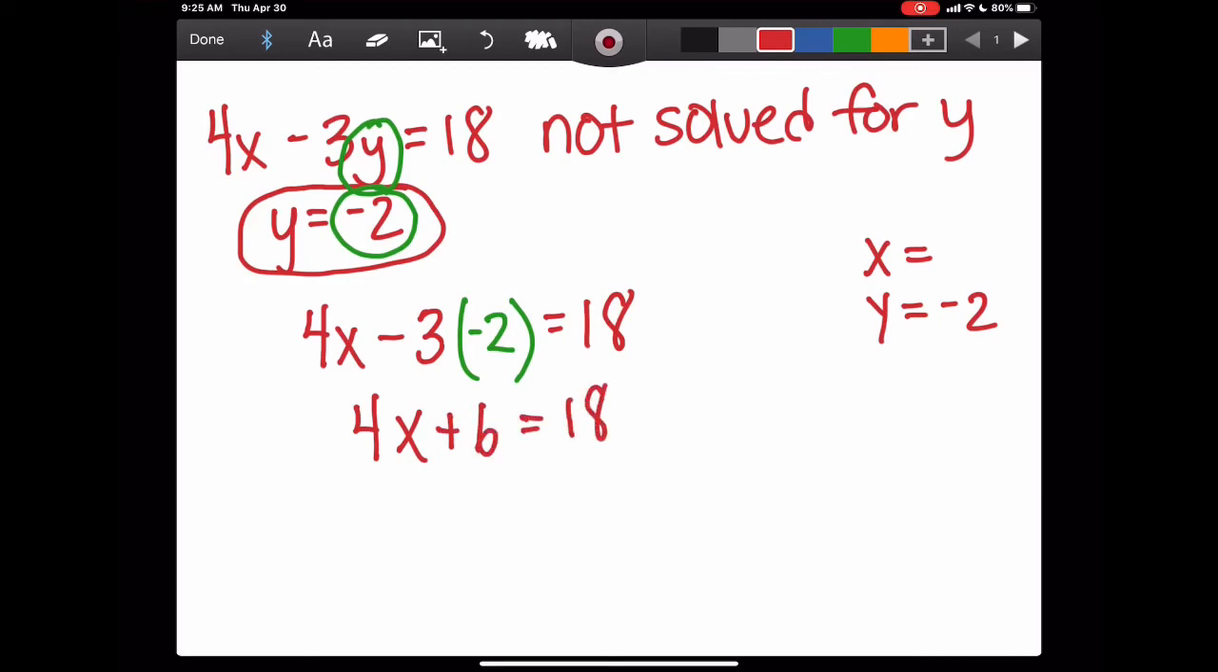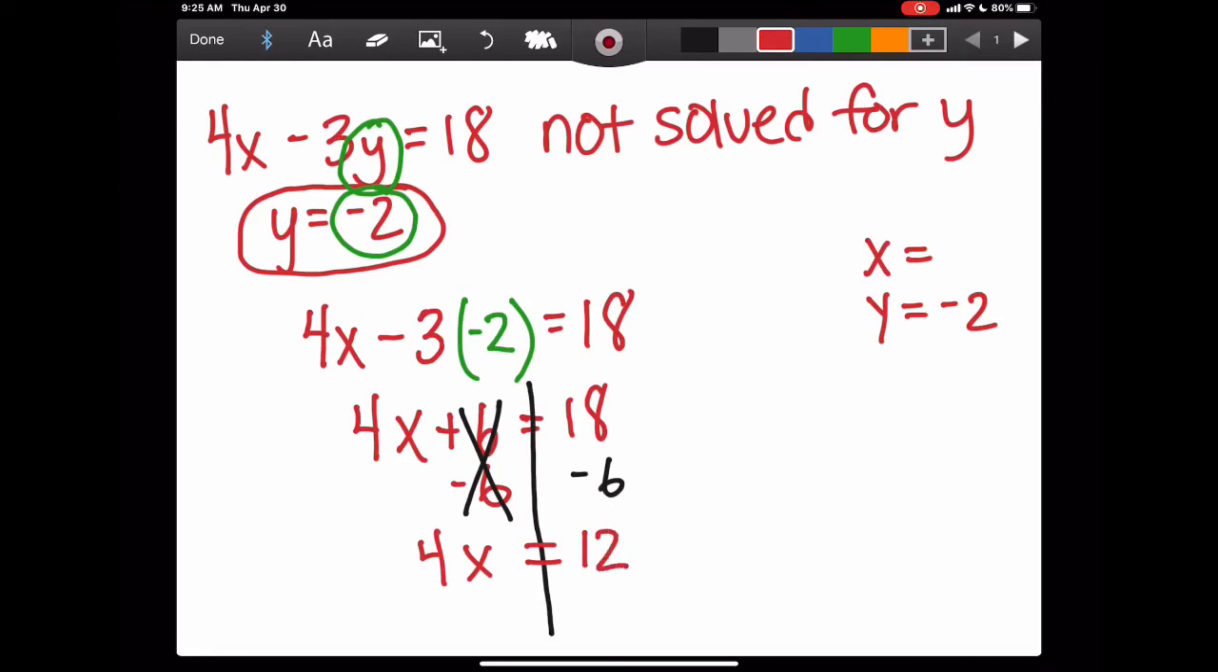I'm trying to isolate x, so I need to move this 6. The opposite of positive is negative. So if I do it on one side of the equal sign, I must do it on the other side of the equal sign. So minus 6. These 6's will cancel, and I will be left with 4x is equal to 18 minus 6, which gives you 12.